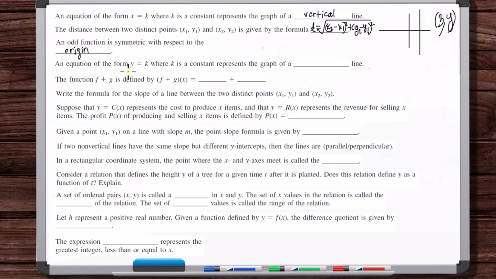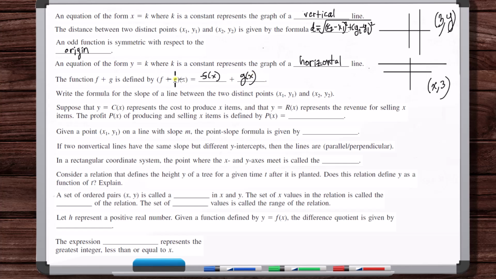An equation of the form y is equal to k, where k is a constant, represents the graph of a horizontal line. For any x value, the y value is equal to that constant. So if the constant is 3, then it's any x, 3. That's a horizontal line. The function f plus g is defined by f plus g of x is equal to f of x plus g of x.